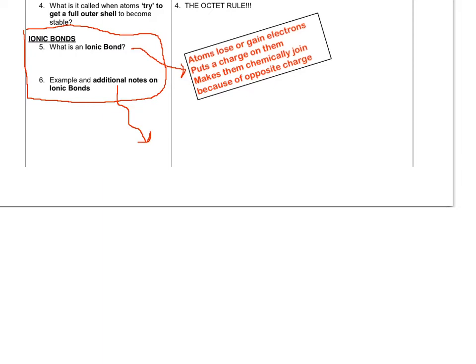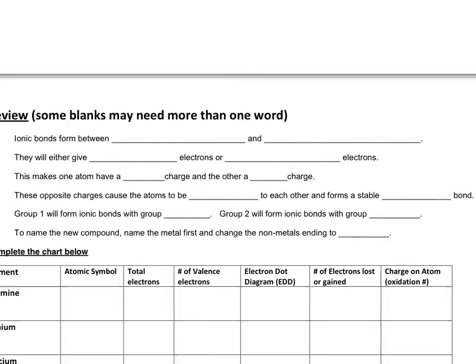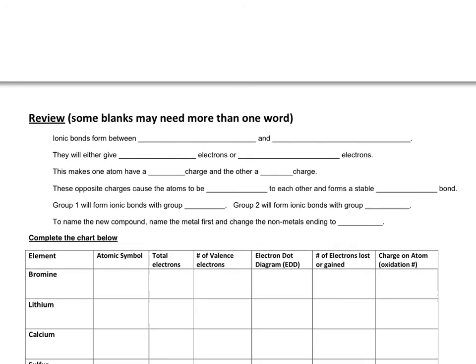Actually, before I go on to the next thing, I probably ought to say also that ionic bonds typically form between metals and nonmetals. Alright, let's see how we do here. Let's take a look at this and fill in the blanks as we go.